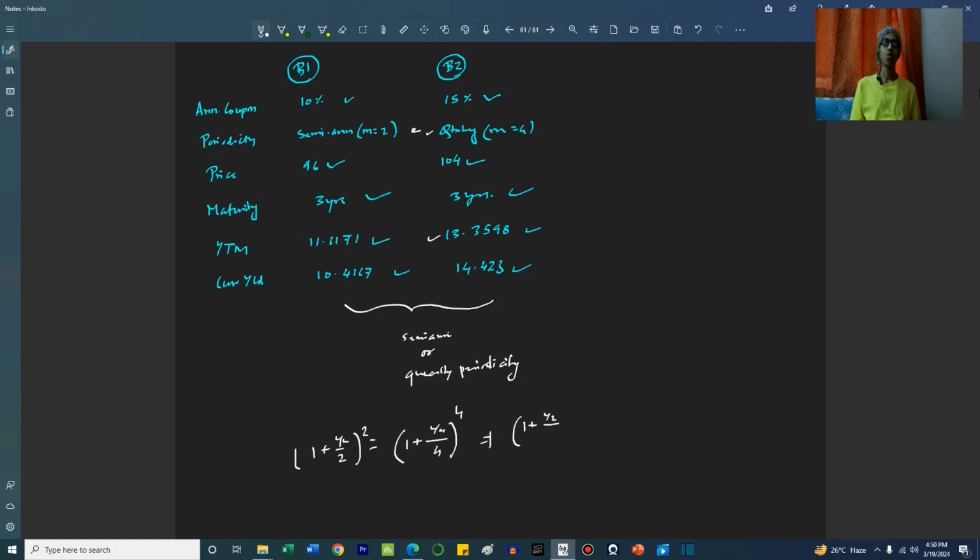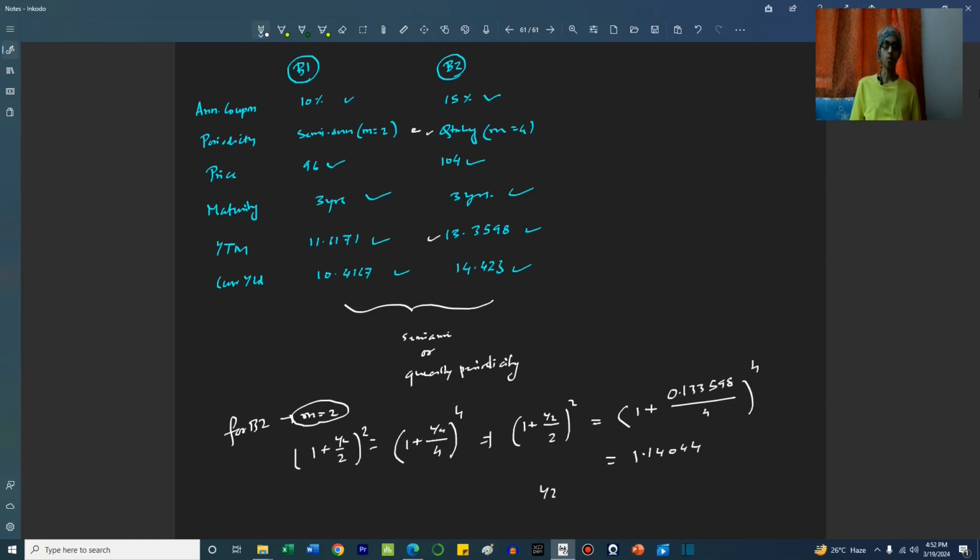1 plus y2 by 2 square. This is for B2. We are converting it to m is equal to 2. 1 plus 0.133598 by 4 whole to the power 4. This is equal to, let's calculate. This comes to 1.14044.